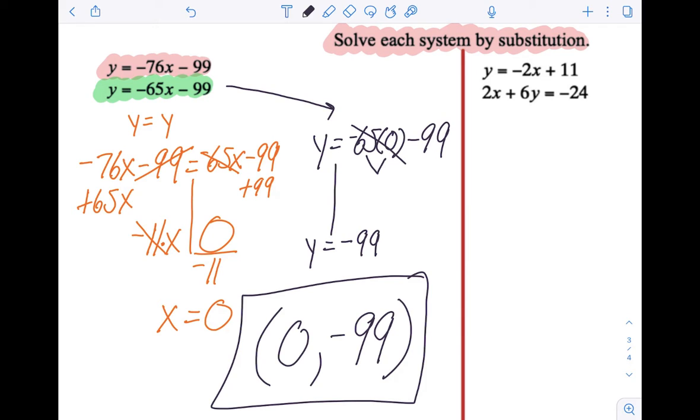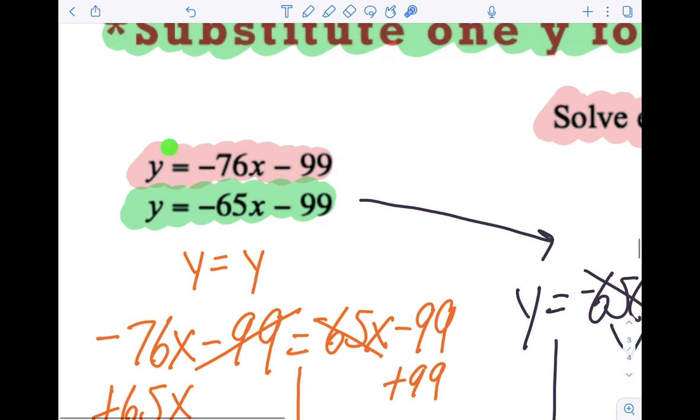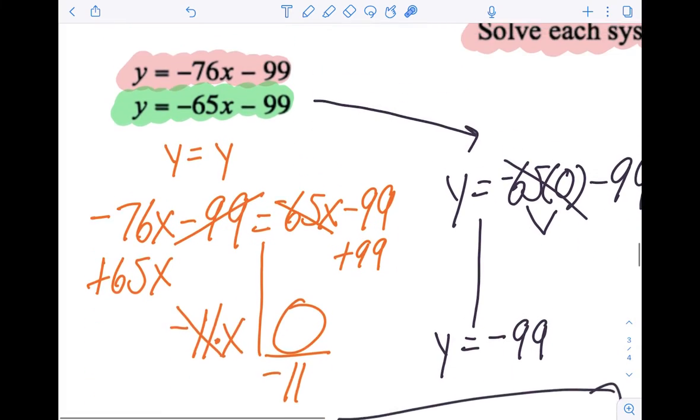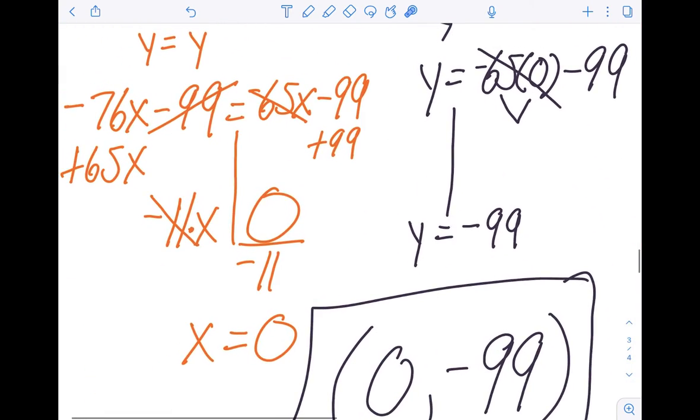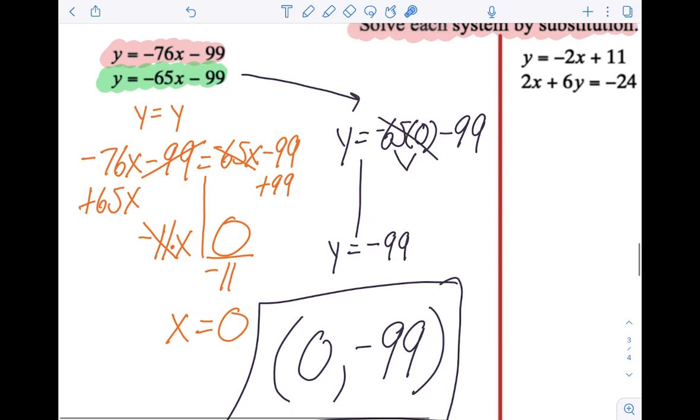And this is when they are both y equals. Y equals, y equals. We do what we did on this problem right here. All right?